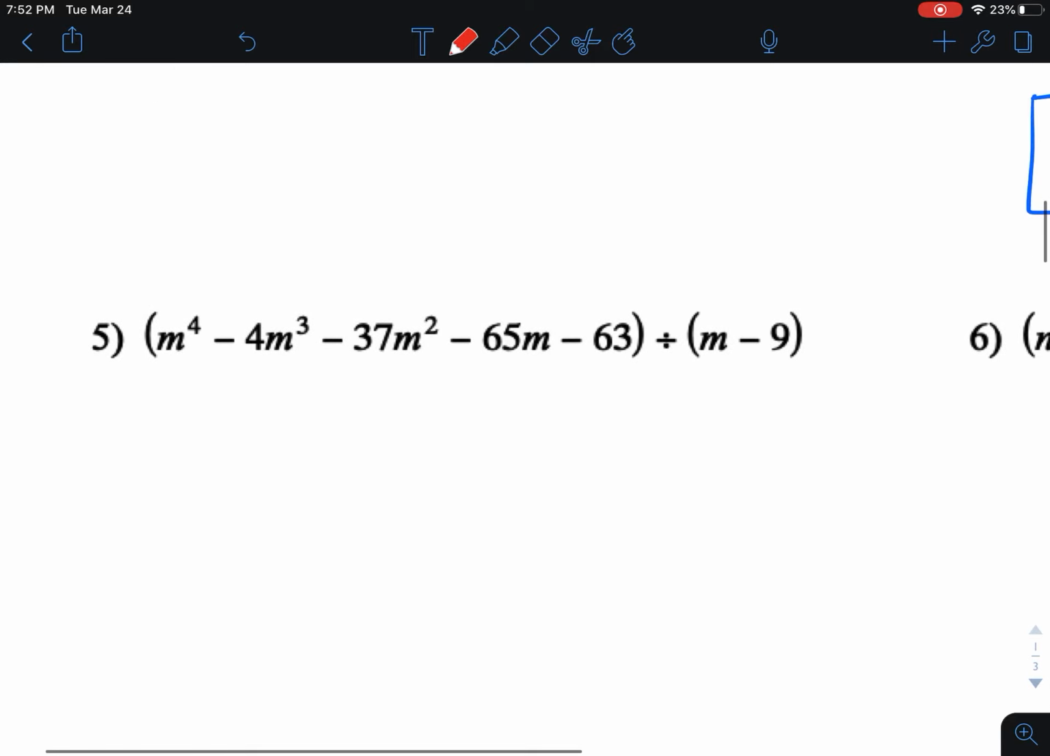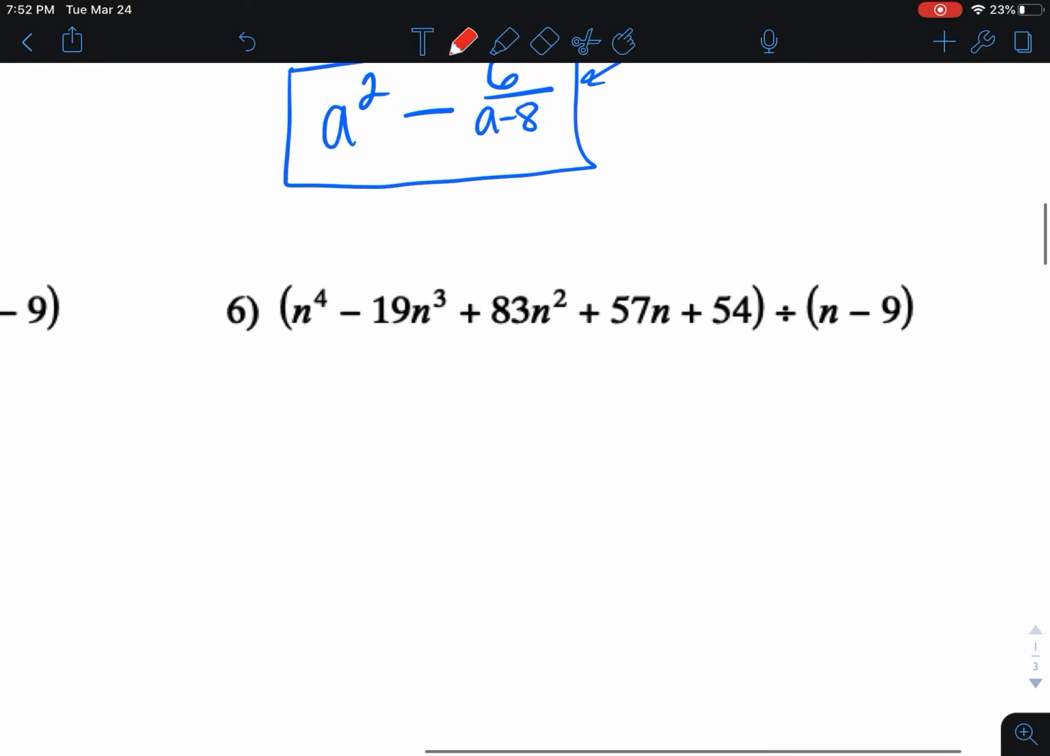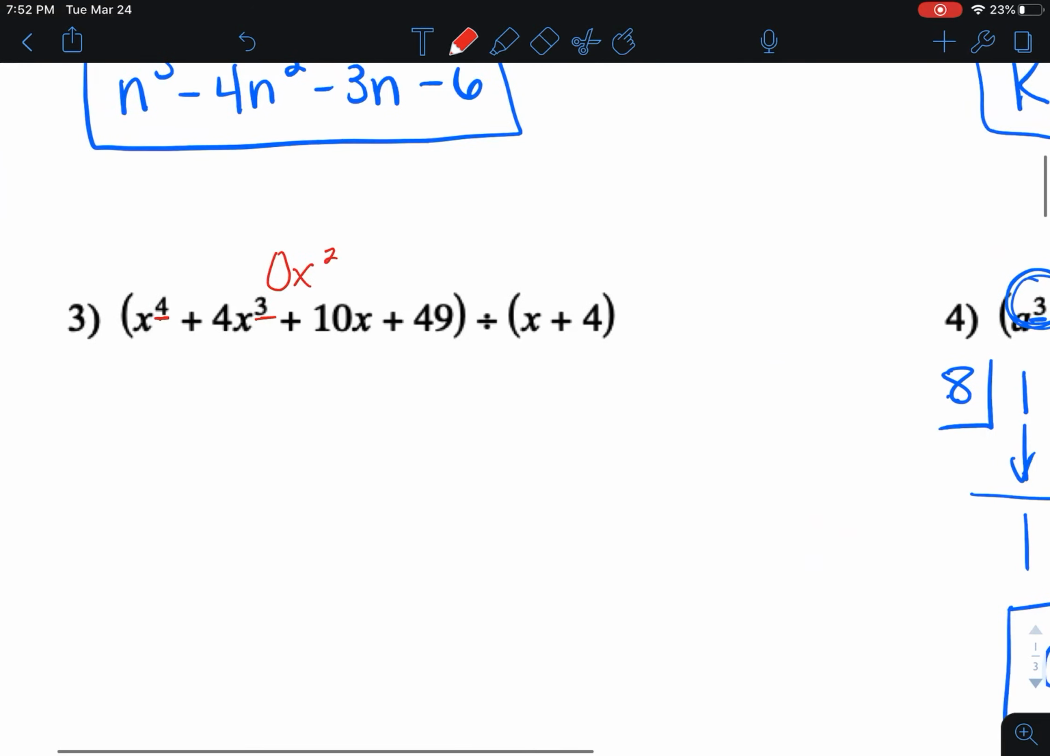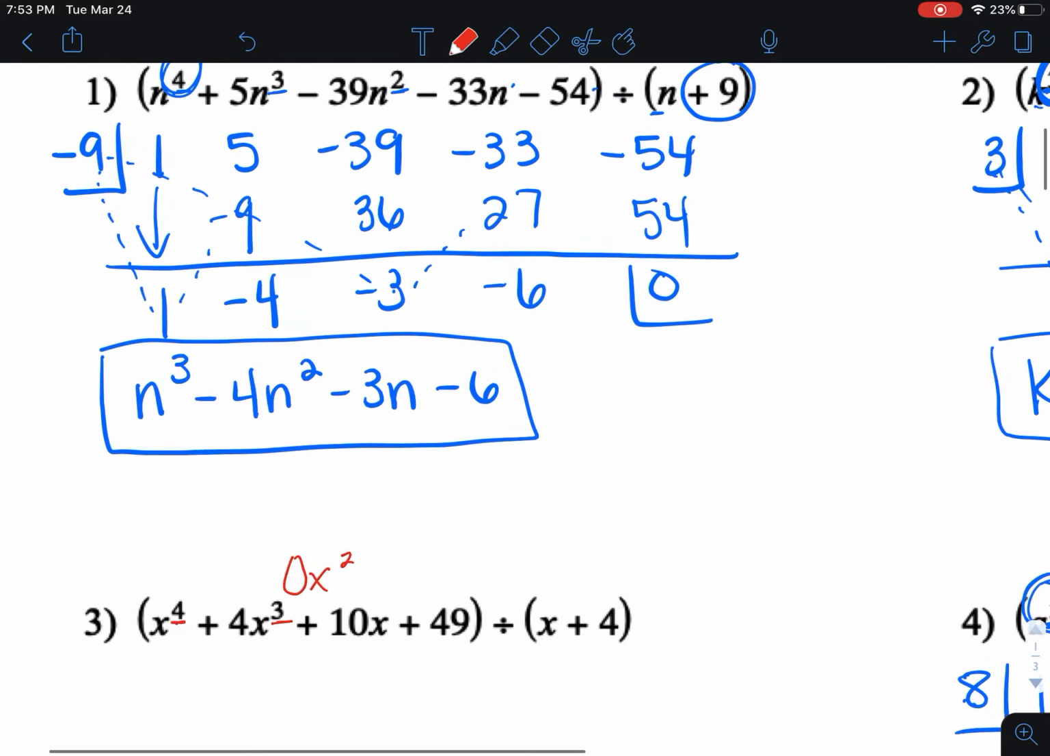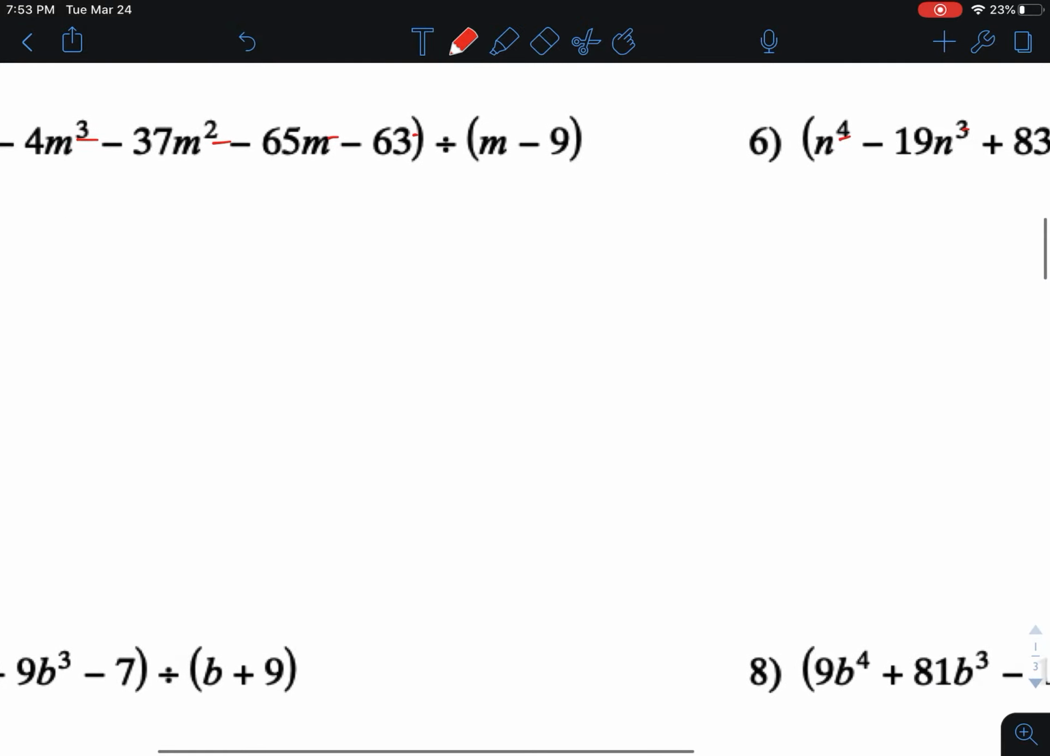If we look at number 5, we've got 4, 3, 2, 1, and none. So you're good there. And then on number 6, we've got 4, 3, 2, 1, and 0. Perfect there too. So the only one that you have to worry about a placeholder is going to be number 3. Okay? So once you finish working on numbers, well, I did 1, 2, and 4. So you have 3, 5, 6, 7, and 8.